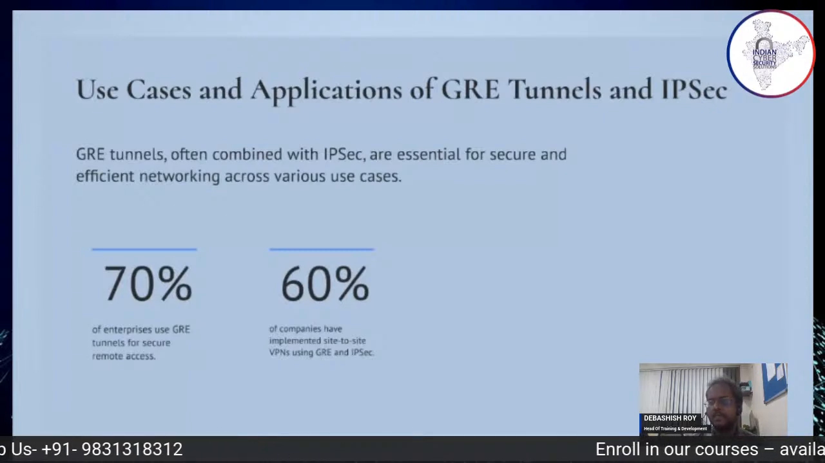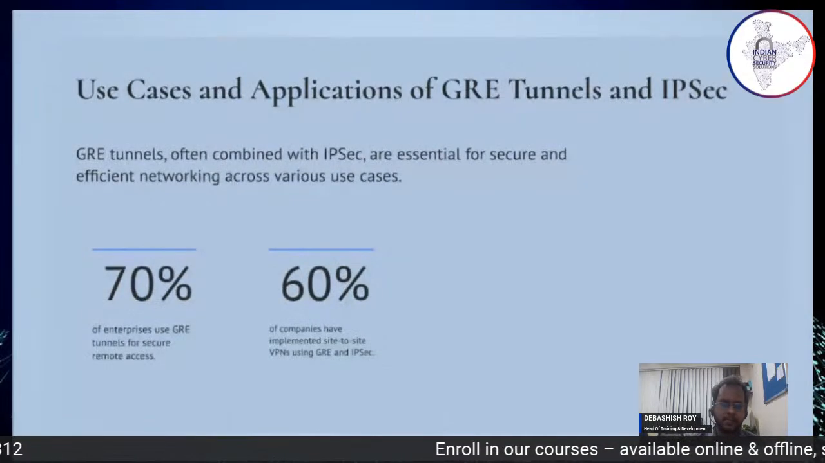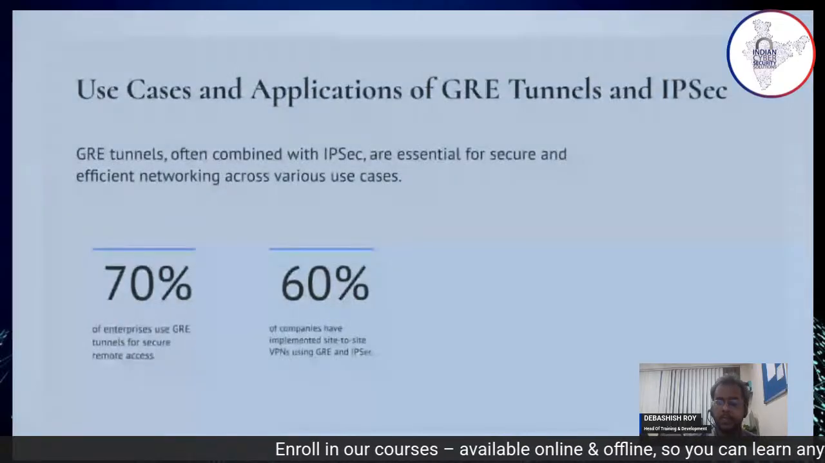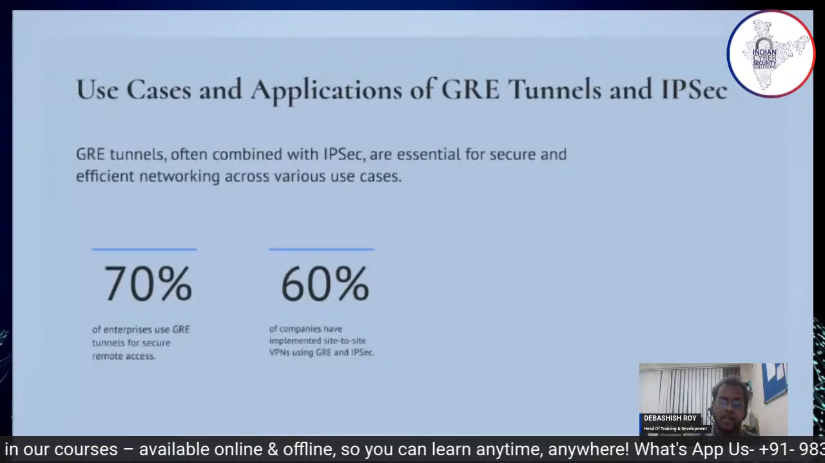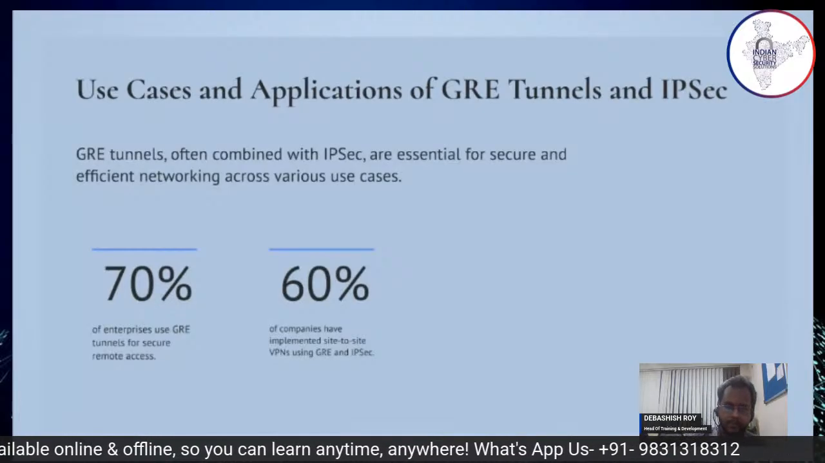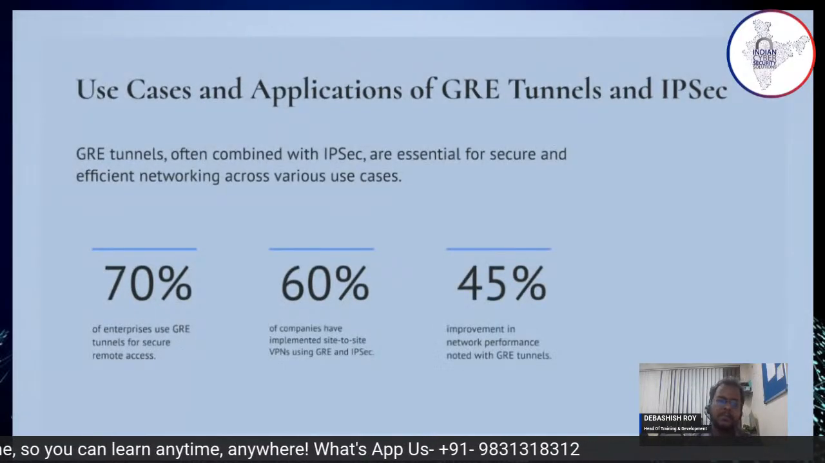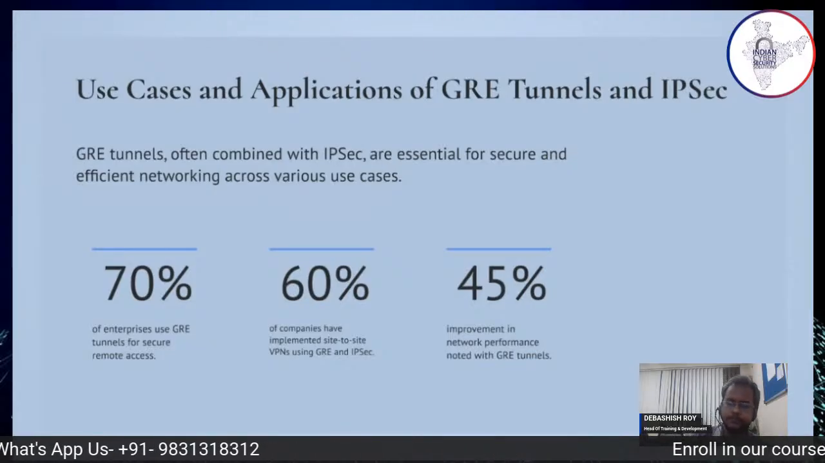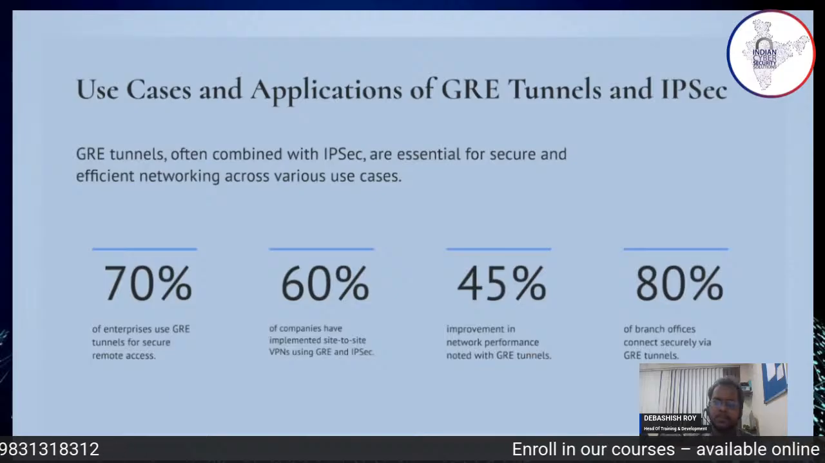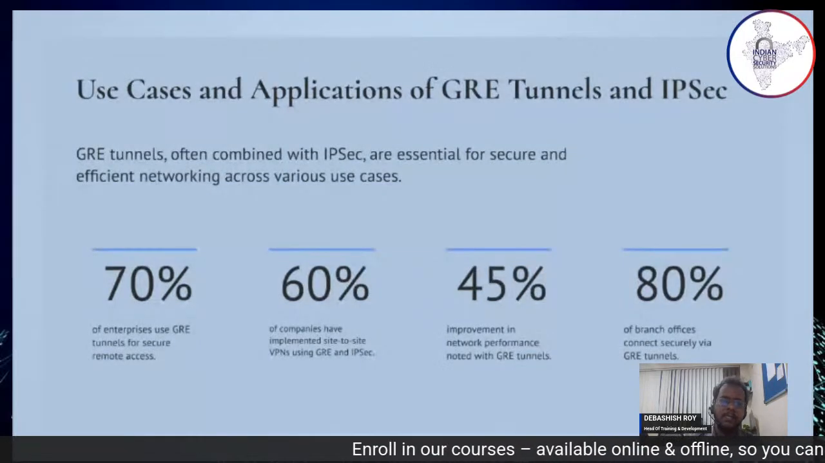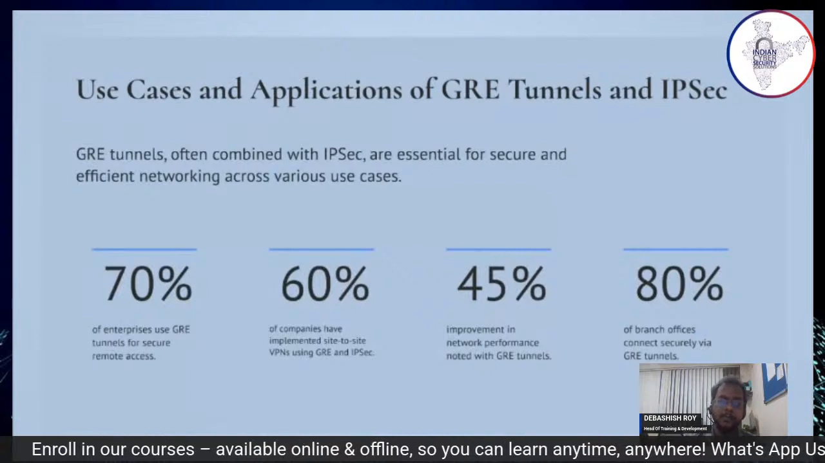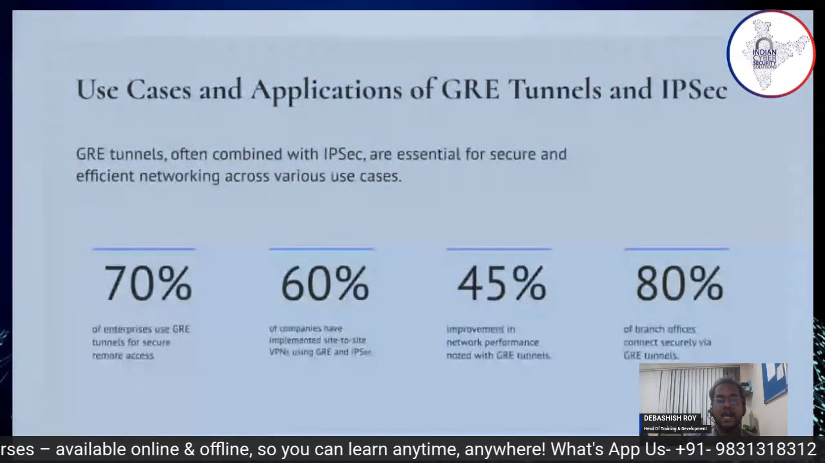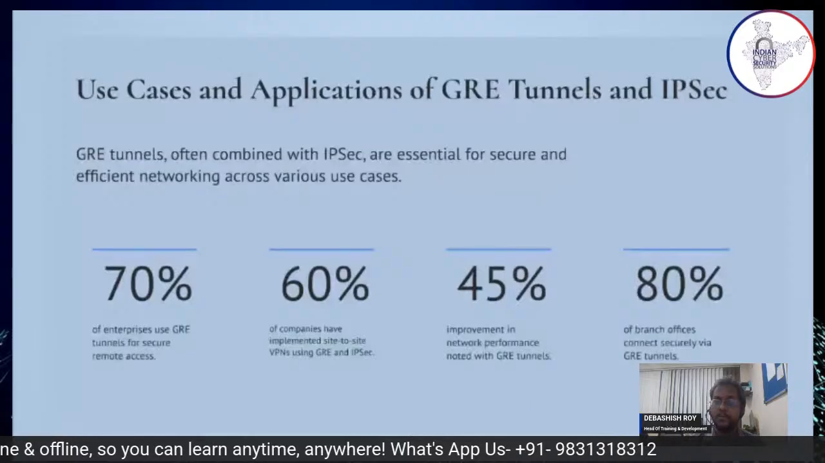One is site to site, means you are connecting two or more sites together. One is the remote access VPN, one is the enterprise VPN. So these are the VPNs you are having, and here we are going to talk about site to site only. 45% improvement in network performance is noted with GRE tunnels, and 80% of branch offices connect securely via GRE tunnels. So these are definitely proving that GRE and IPsec are the two main protocols in the VPN nowadays, and it is securing your enterprise networks.